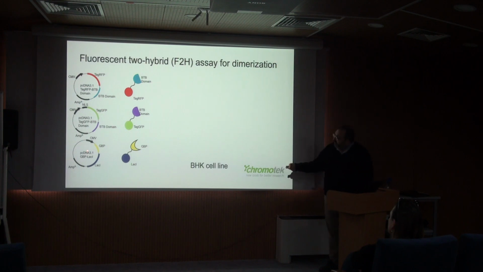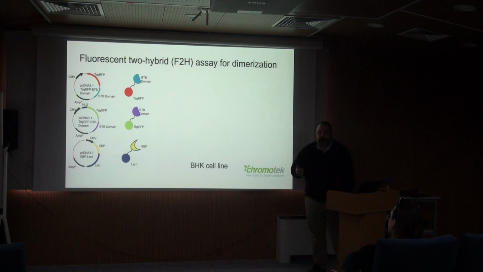In the first plasmid, we express the lac repressor, so lac-I encodes the lac repressor, which is fused to a GFP binding protein, which is a nanobody. We'll talk about nanobodies in a couple of minutes. So this is a GFP binding protein that will recruit GFP. In the second plasmid, we express a tag GFP protein, which is a modified GFP, that's linked to a BTB domain of our choice.